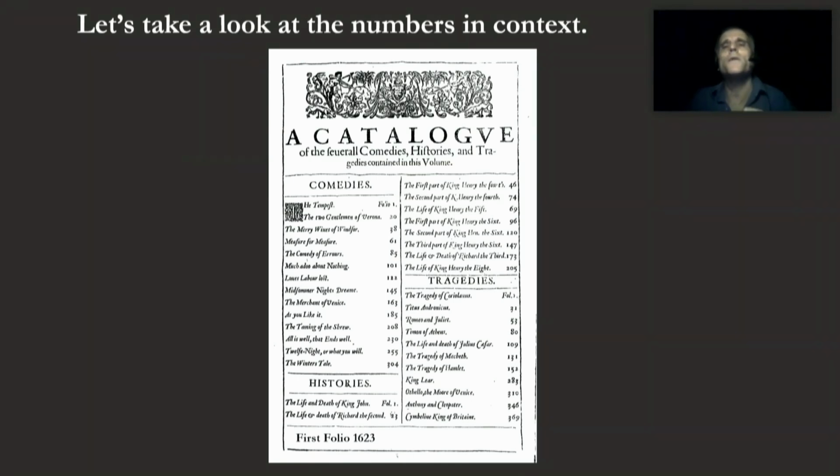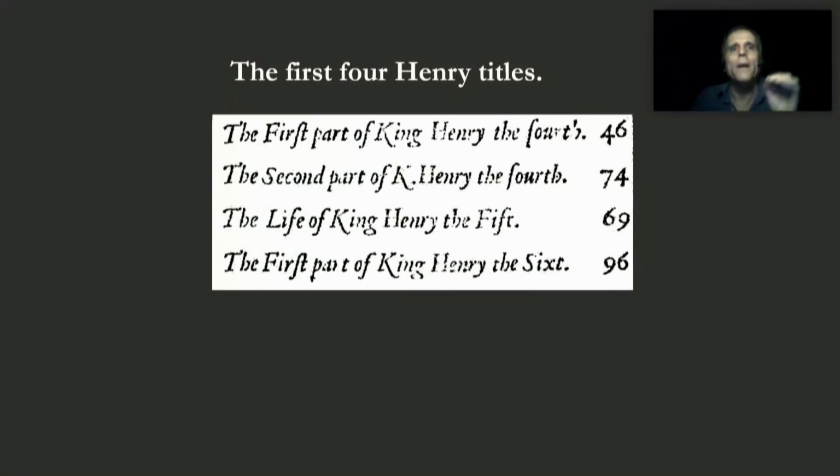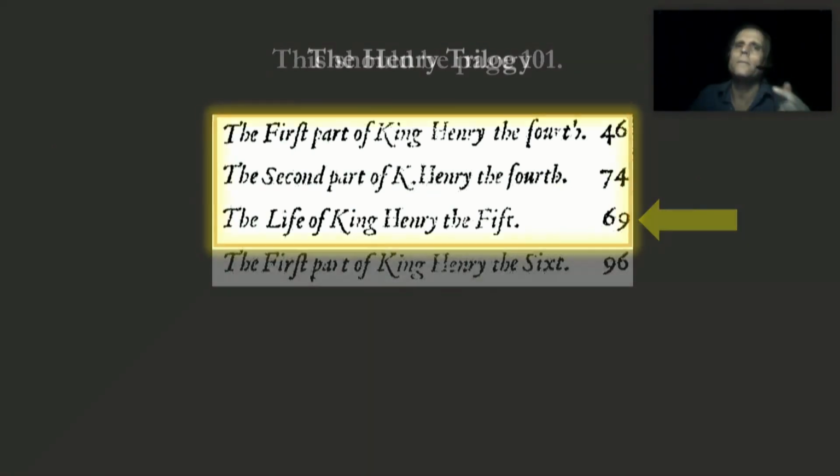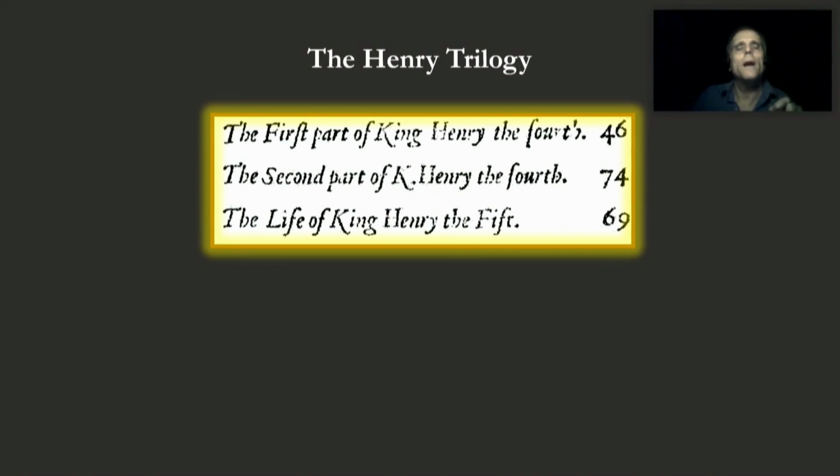Let's look at the numbers in context. It is the only way to see what is really going on with these anomalous page numbers. Here are the first 4 Henry titles. The first page for Henry V should be page 101, not 69. It was while looking at this section on the page that I concentrated my attention on the Henry trilogy of the first and second parts of Henry IV and Henry V.